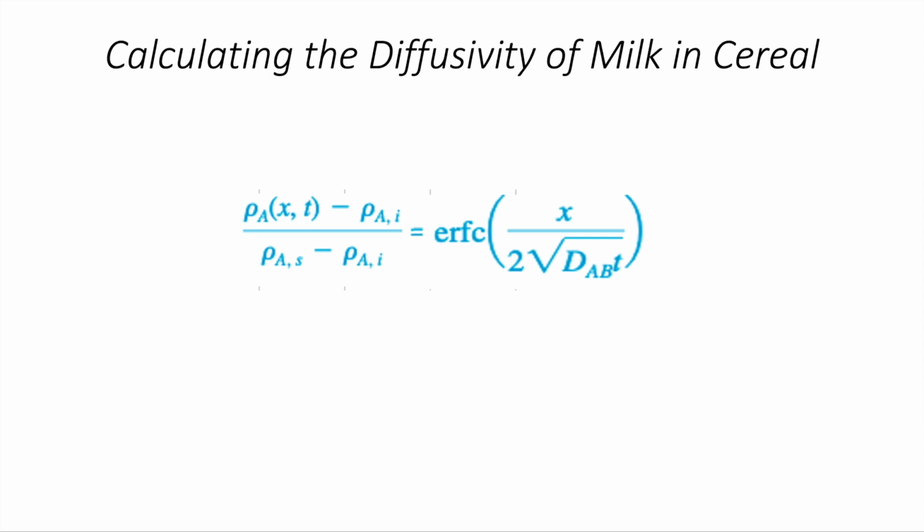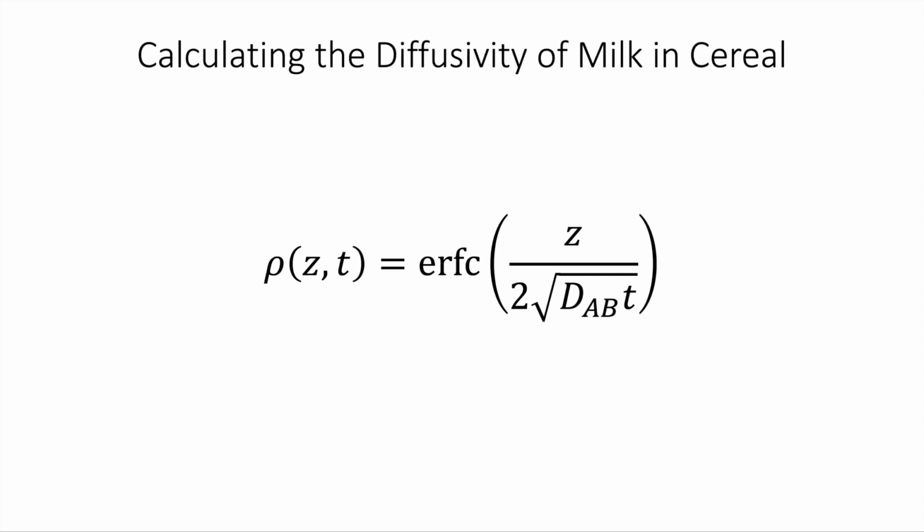On the left-hand side, the rho terms are actually the local densities. The rho sub A is the density of milk in the cereal, or the mass of milk in the volume of the cereal at the beginning. And of course, we're taking it to be 0. So those come out to be 0. And for the concentration at the surface of the flake, I'm taking it to be unity, or 1. And so this equation simplifies now to this equation here.